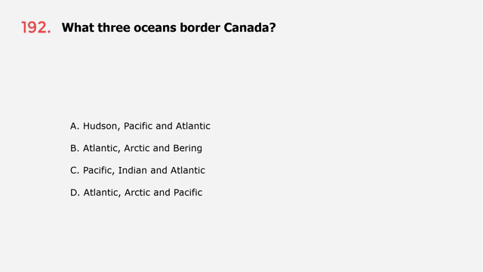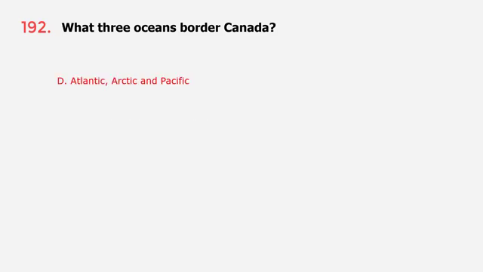Question 192. What three oceans border Canada? A. Hudson, Pacific, and Atlantic, B. Atlantic, Arctic, and Bering, C. Pacific, Indian, and Atlantic, D. Atlantic, Arctic, and Pacific. The answer is D. Atlantic, Arctic, and Pacific.